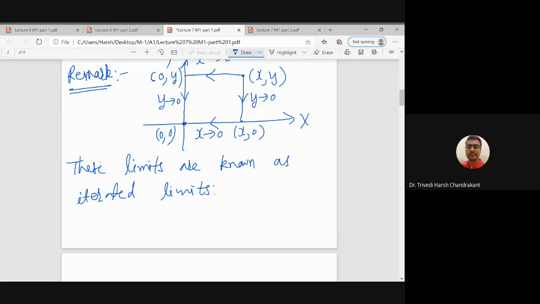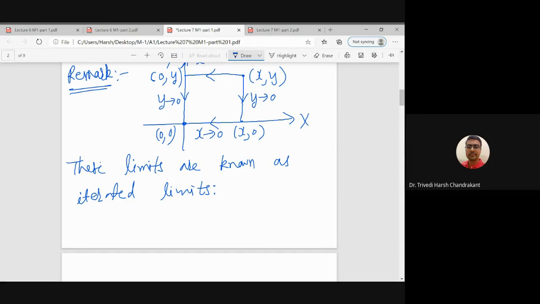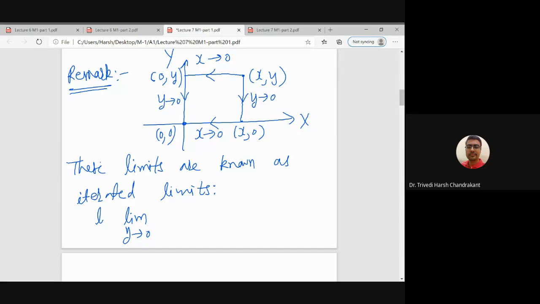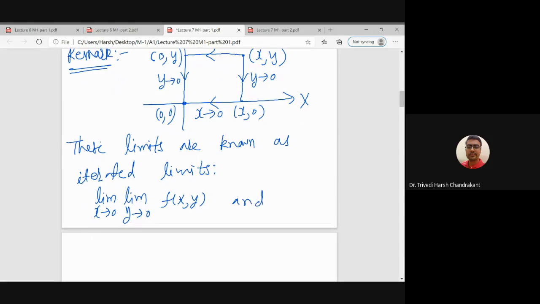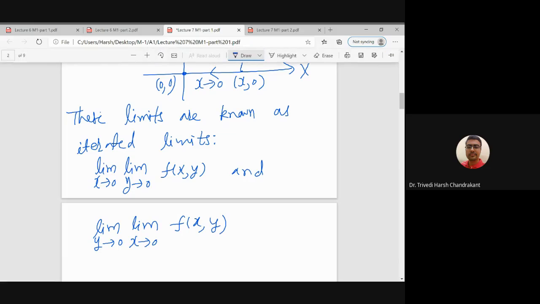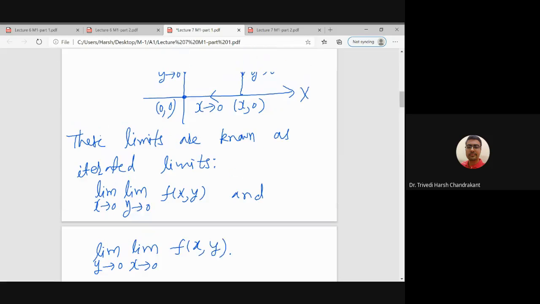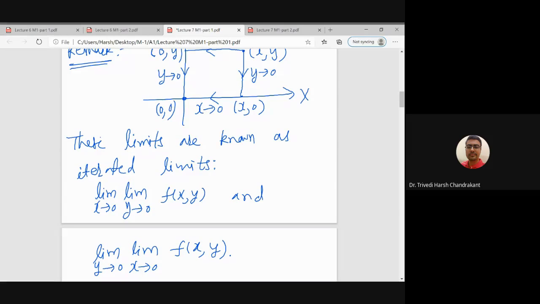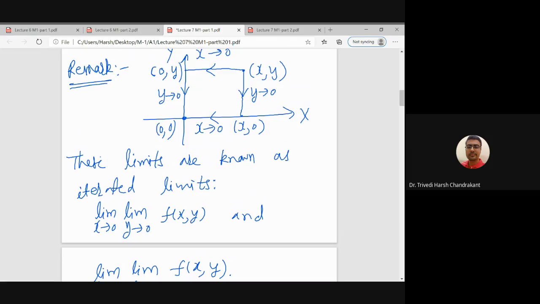So what are the iterated limits? First we will take limit y tends to 0, and then we'll take limit x tends to 0 of the function. So this is the first iterated limit, and the second iterated limit is limit x approaches to 0, limit y approaches to 0 of the given function. This is kind of like finding the left limit and right limit in the one variable case. So these are two different ways to approach the origin.